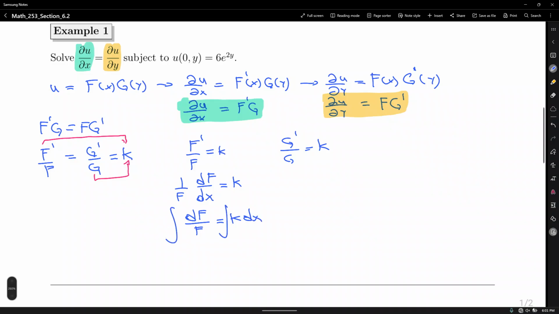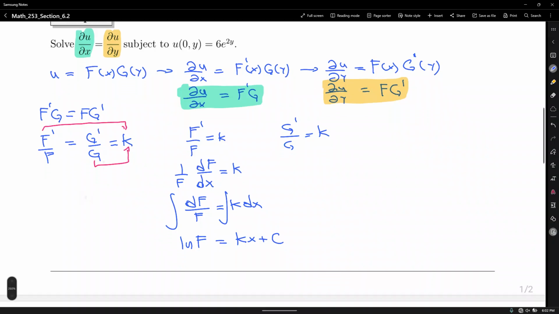Integrate both sides. ln of f equals kx plus, let me call this big C for now. All right? Not a C of y, not a C of t. No, because these are ordinary differential equations. These are actual constants, actual numbers this time. Forget about PDEs for now. Let's focus on solving these ODEs.